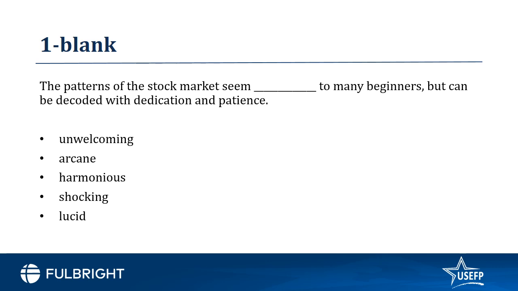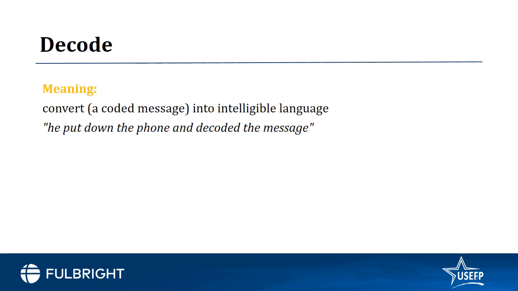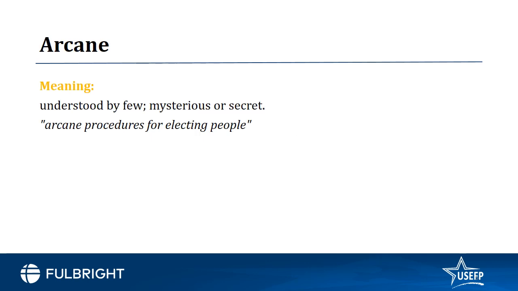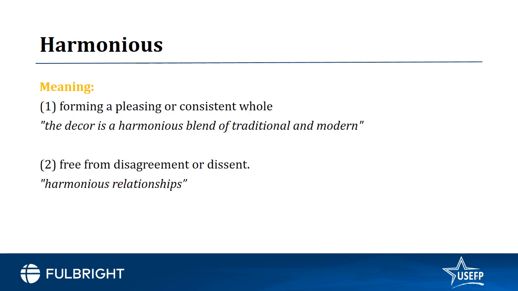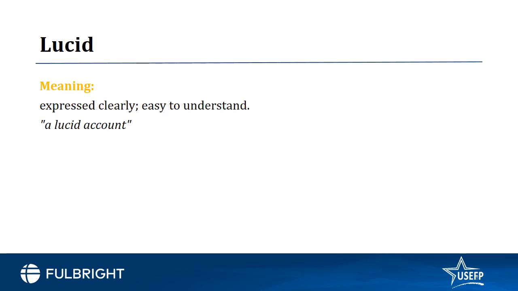Okay, let's make it easier for you. Let's look at the meaning of the difficult words in the passage. Decode means to convert a coded message into clear language. Arcane means understood by few. There are 2 meanings of the word harmonious. 1, forming a pleasing and consistent whole. For example, the decor is a harmonious blend of traditional and modern. The second meaning is free from disagreement or dissent. For example, a harmonious relationship.